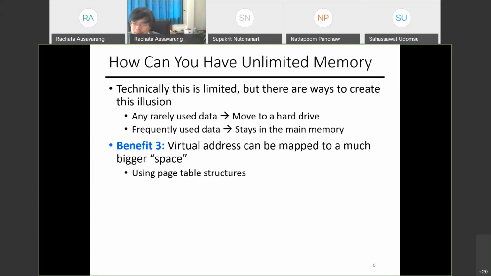So virtual address allows this mapping. As I said, you have a virtual address that maps to a physical address. You also have a virtual address that maps to something like a block of data in the hard drive, to say, okay, it's not in the physical address anymore because you never use this data, so I'm going to kick this data out. It's in the hard drive already. This is done through a page table structure. So we're going to go into more detail now.